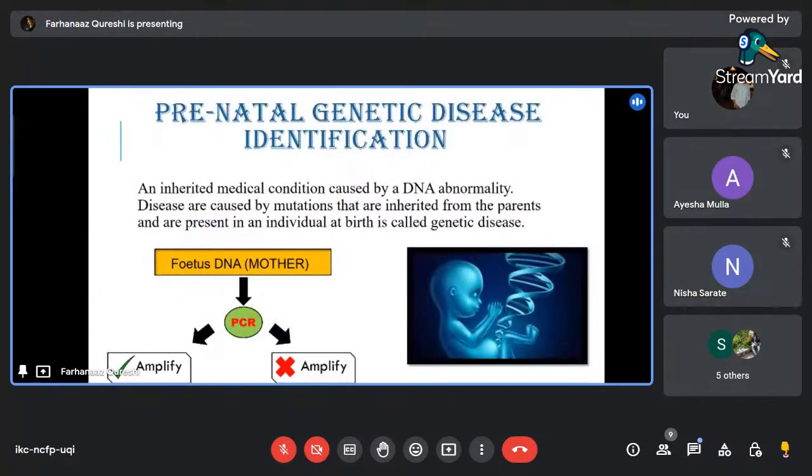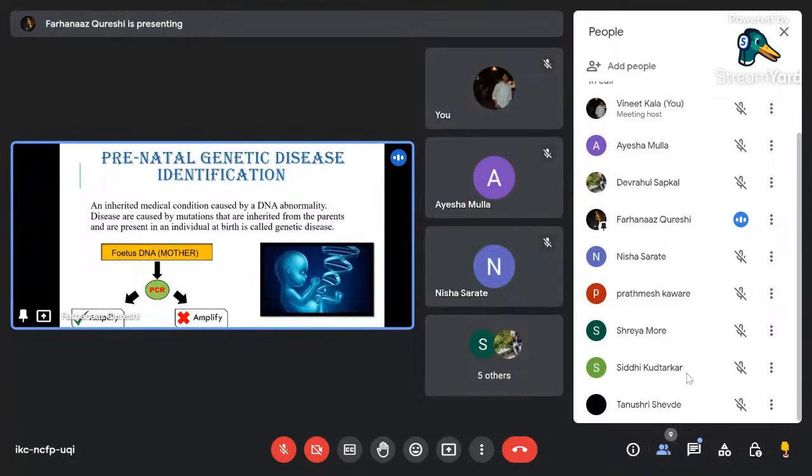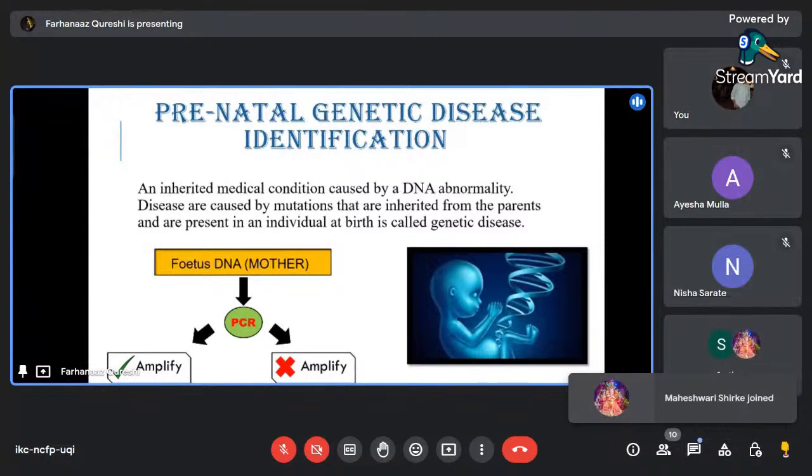The next one is prenatal genetic disease diagnosis. So first, what are genetic diseases? Genetic diseases are inherited medical conditions caused by DNA abnormality. Diseases caused by mutations that are inherited from the parents and are present in an individual at birth are called genetic diseases. For example, in a family, a genetic disease may be inherited over a long time. So, consider a woman who is expecting a baby and is scared about the genetic disease in her family, which can occur in the baby or infant.